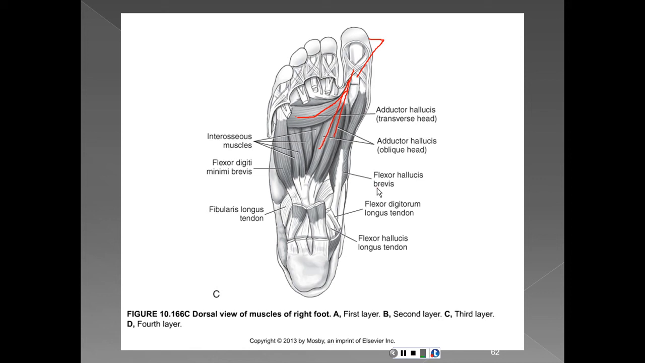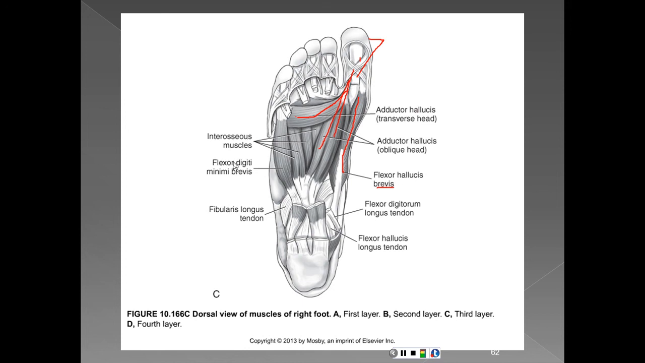The flexor hallucis brevis, the flexor hallucis. So this is a dorsal view. So this is like if someone was step, you're looking from underneath of the foot. Okay, so you see this muscle inserting right here. It's going to pull the toe down.